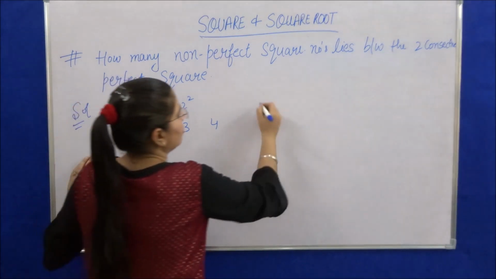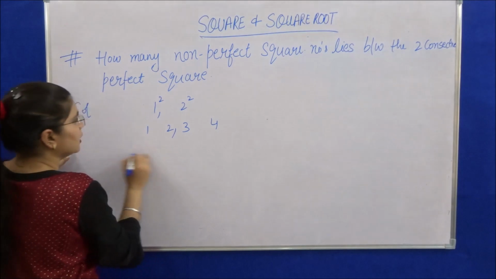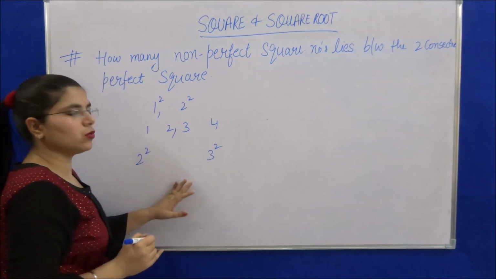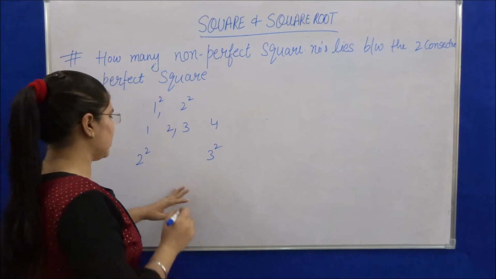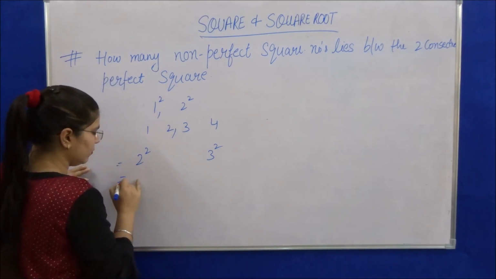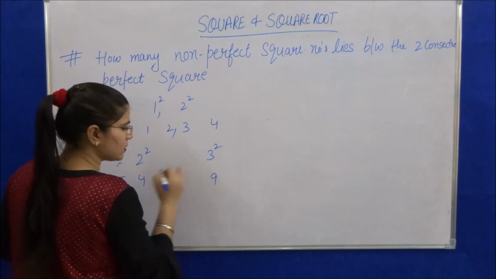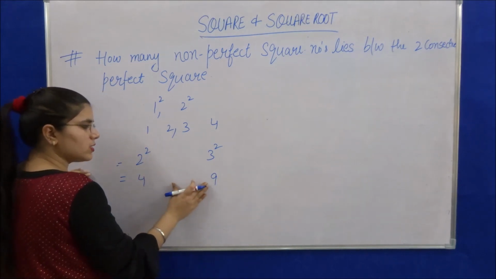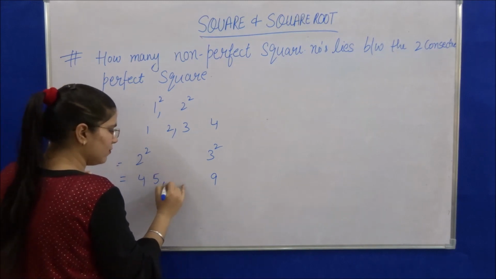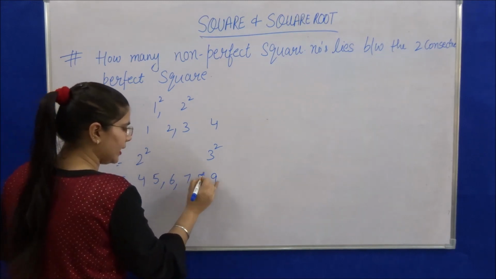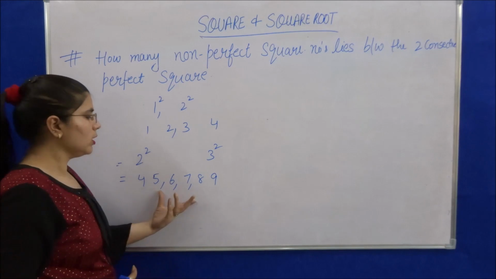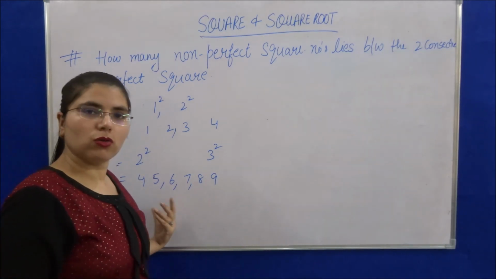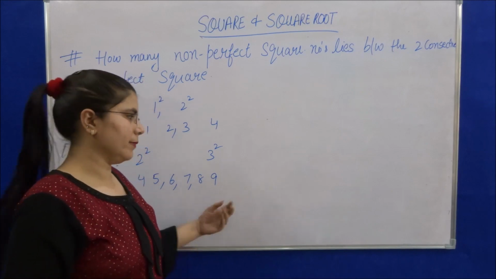Now again we consider one more example, that is 2 square and 3 square. These are also two consecutive perfect square numbers, that is, after squaring we get 4 and 9 respectively. So the numbers lying between these two perfect squares are 5, 6, 7 and 8. These are the four numbers which are not perfect squares and lie between the two consecutive perfect square numbers.